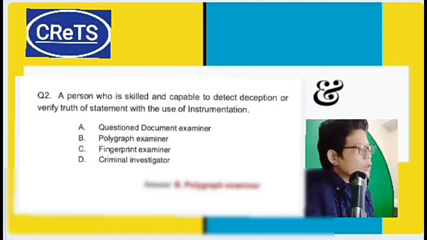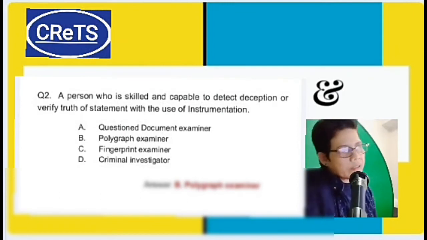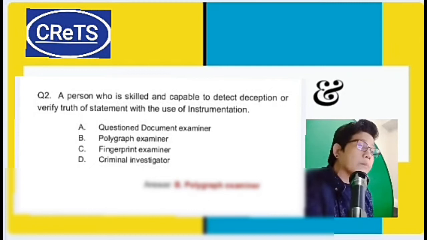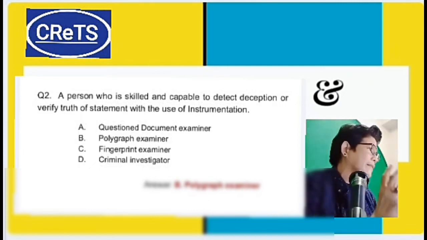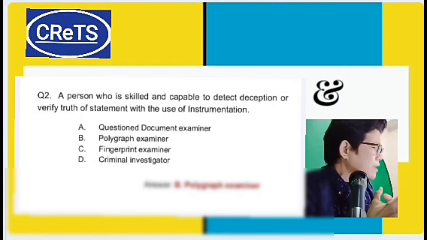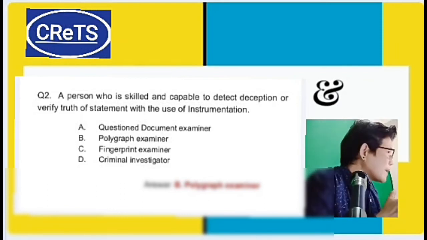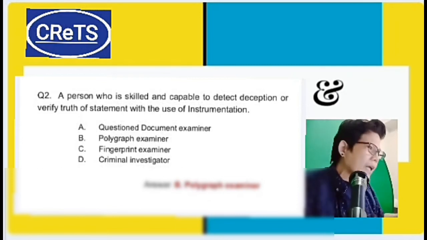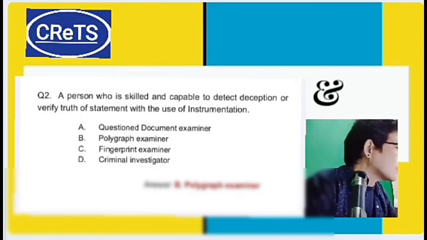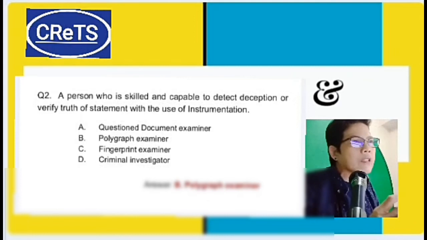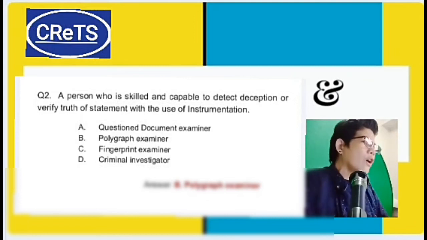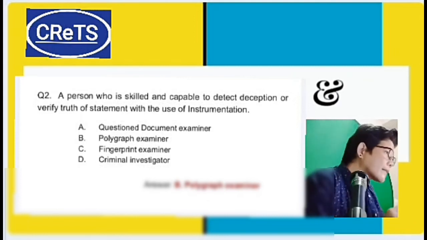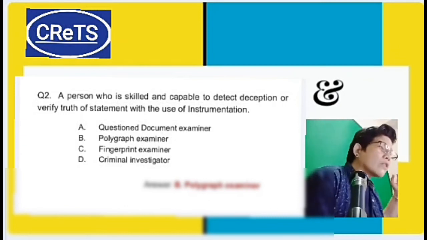A person who is skilled and capable to detect deception or verify truth of statement with the use of instrumentation. Okay, class, you need to analyze. Okay, some of you here, hindi masyadong naaapektuhan na malapit na yung board exam. But kahit na ganun ang mangyari, I want you to apply everything that you have learned. And you have learned investigation. And in investigation, you have the what? Six cardinal points. What are those?